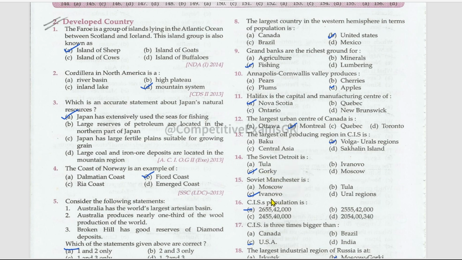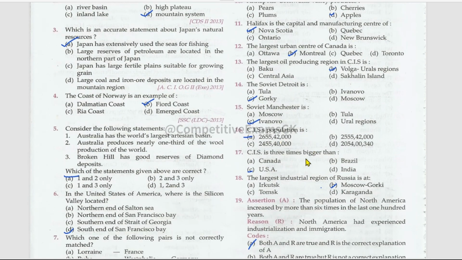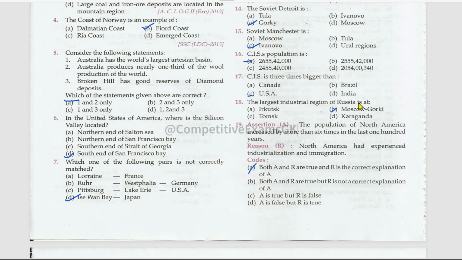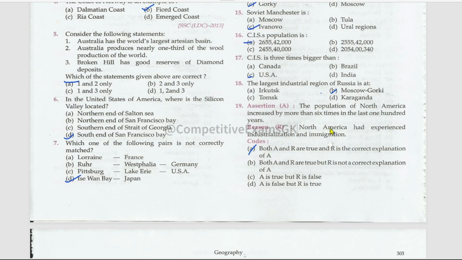Soviet Manchester is Ivanovo. The CIS population is around 27 crores nearly. CIS is three times bigger than the USA. The largest industrial region of Russia is at Moscow, it's Gorky. Next, assertion and reason. The population of North America increased by more than six times in the last 100 years. True. North America had experienced industrialization and immigration. Right, and the reason is the correct explanation for the assertion.